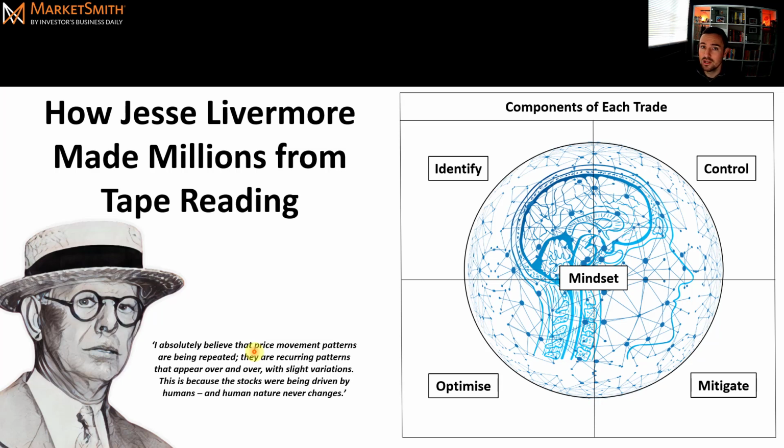2 are variations of Livermore's Shakeout Plus 3, and then the other one is from tight consolidation pivotal point. So we'll be going through that. Got lots and lots of examples to be taking you through from 1926 all the way to the present day.